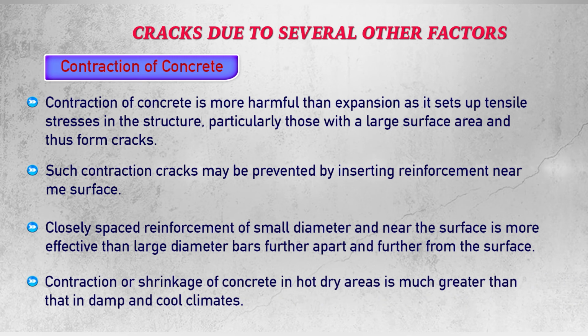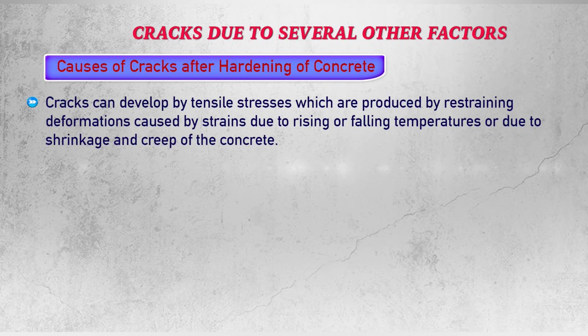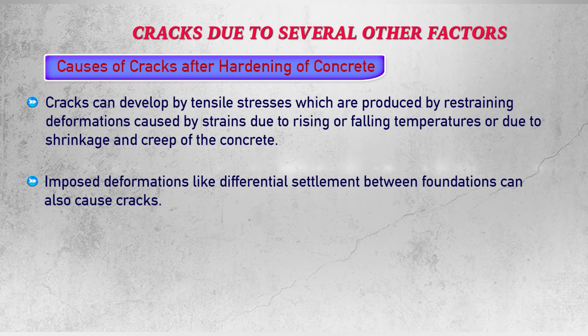Contraction or shrinkage of concrete in hot dry areas is much greater than that in damp and cool climates. Then we move to causes of cracks after hardening of concrete. Cracks can develop by tensile stresses which are produced by restraining deformations caused by strains due to rising or falling temperatures or due to shrinkage and creep of the concrete. Imposed deformations like differential settlement between foundations can also cause cracks.